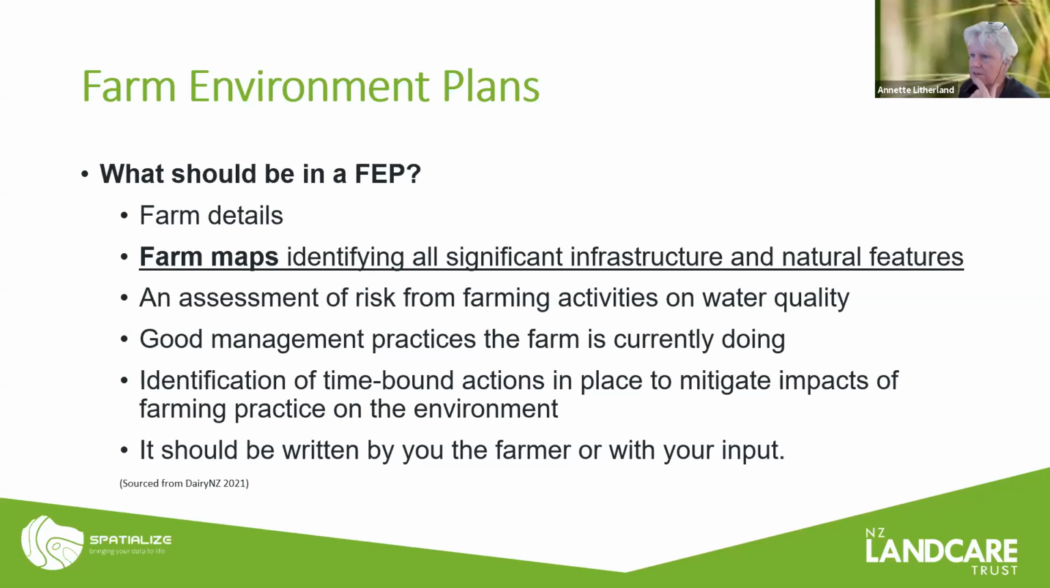So what should be in a farm environment plan? It's the farm details, your vision and goals. You have a farm map, which identifies all the significant infrastructure and natural features. And it's an assessment of risk from your farming activities on water quality. So that would include things like what are the issues.